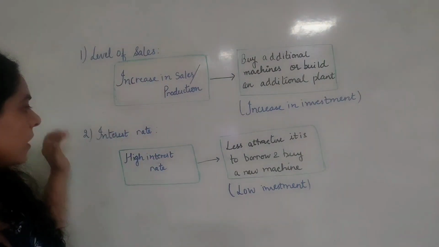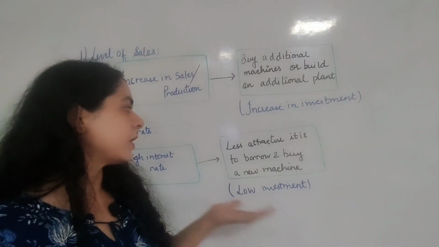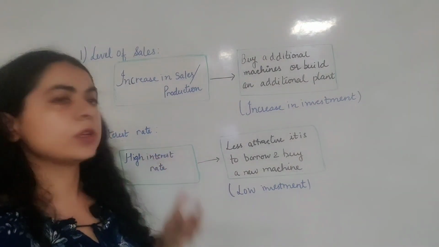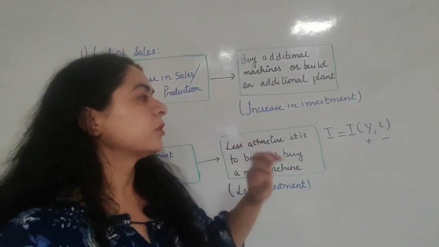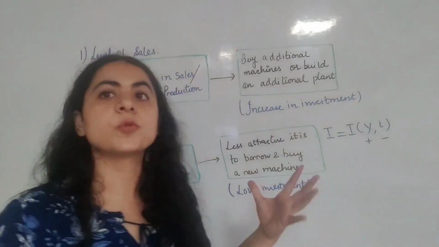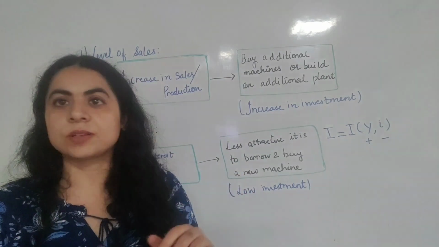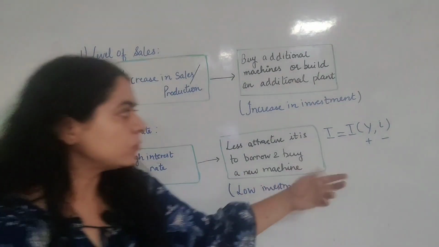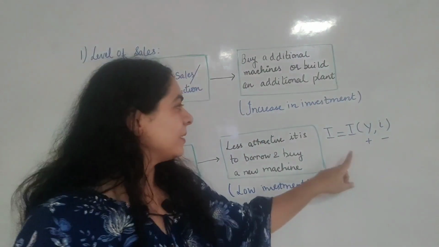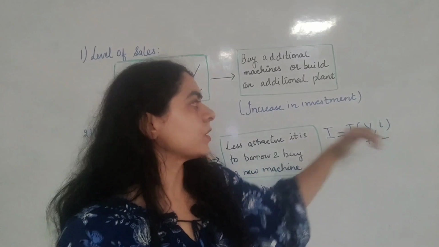Similarly, if we talk about the interest rate, at a higher interest rate, it becomes less attractive for the firm to borrow and to buy a new machine. But at a low interest rate, the firm may invest more. To capture this relation, we can write it in this form, where Y represents both production and sales, and we continue to assume that inventory investment is zero, and therefore production and sales are always equal. So with an increase in production, or basically an increase in sales, investment will increase, and there is a negative relation between interest rate and investment.